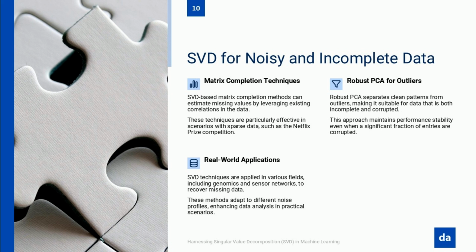Experimental comparisons between standard SVD and its robust variants show dramatic differences in performance on corrupted datasets. While standard SVD's reconstruction error increases linearly with corruption levels, robust variants maintain stable performance even with 30 to 40% of entries corrupted. This resilience makes them invaluable in applications where data quality cannot be guaranteed.